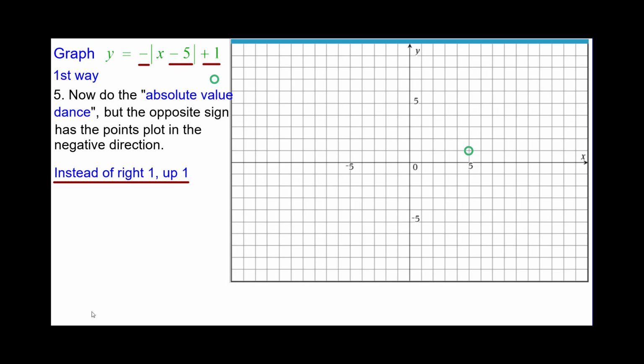Our normal absolute value dance is right 1, up 1, but in our case it's going to be right 1, down 1, because we're going in the opposite direction because of this negative 1 here. Normally right 2, up 2 becomes right 2, down 2, because of the opposite sign again. Right 3, up 3 becomes right 3, down 3. We suggest that you finish the points on the other side. Press pause to do this and resume when you're ready.